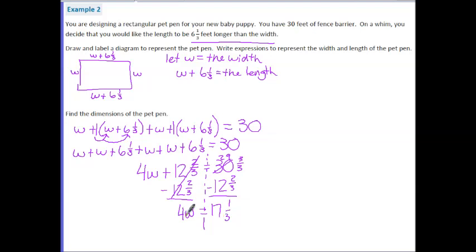Now I have multiplication because it's 4 times w. We get rid of multiplication by doing the opposite operation, which is division. And if I do it to one side, I always have to do it to the other side. 4 divided by 4 is 1, so these will cancel. 1 times w is w. And my final answer is 4 1/3.